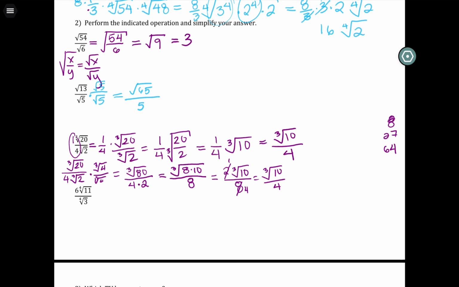Okay, last one, same idea, but with fourth roots. This is another one where I don't want to just squash it together and say I have the fourth root of 11/3, because I can't do anything with that. So now I'm going to say, okay, I want to build up a perfect fourth power. I've already got 1 3, so I need 3 more. So I'm going to multiply top and bottom by the fourth root of 3 cubed, which is 27.